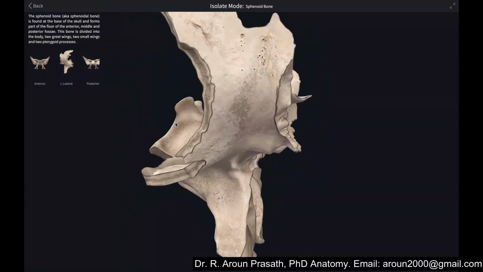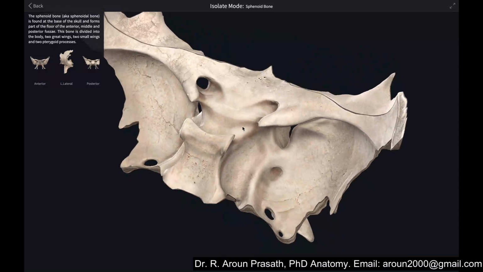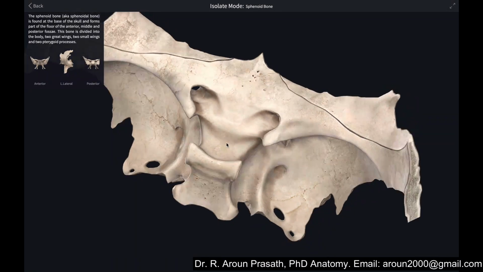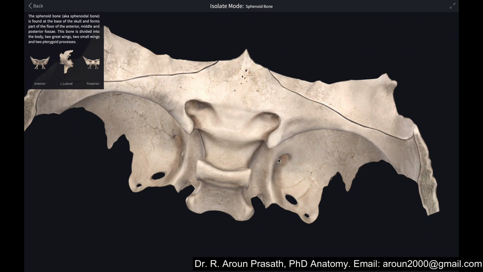This is a lateral view. You can see this is a pit. This is called the pituitary fossa, or sella turcica, or hypophyseal fossa. Any name you can give. Here you can see the anterior and posterior clinoid processes, and here is the place where the diaphragma sellae, a condensation of dura mater, is attached. There is a hole in the diaphragma sellae.